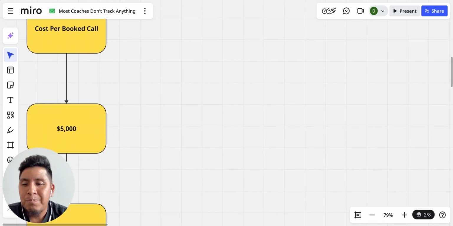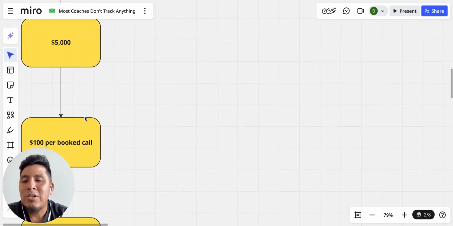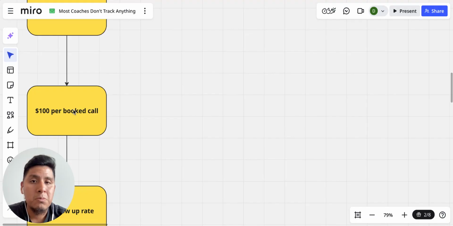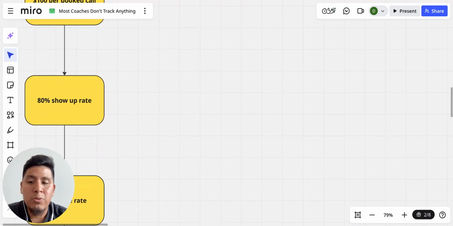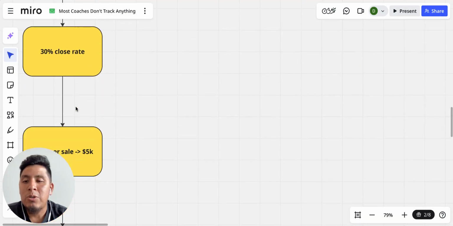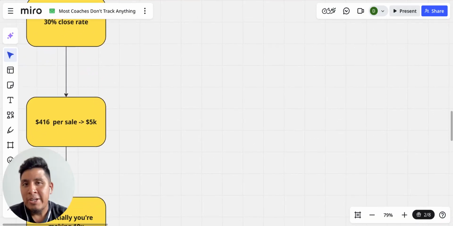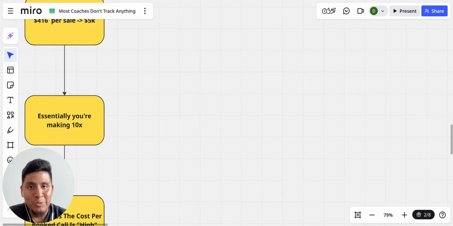But let's just give a scenario, right? Say your program's $5,000. You have $100 per booked call. Great, right? 80% show up rate. Great. And you have a 30% close rate. So after doing those numbers, 100 divided by 0.8, then divided by 0.3, you'll get that you're actually paying $416 per sale for a $5,000 program. And essentially, in this great, wonderful, magical world, you're making 10x. And there's no reason why you shouldn't be putting more money into this funnel, because, hey, you're making 10x, so just put more budget in and scale.